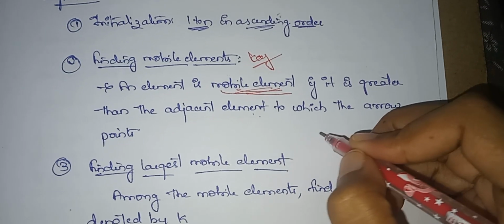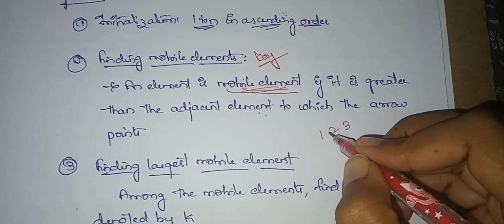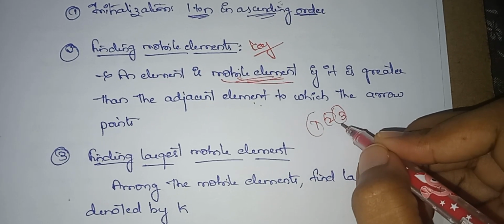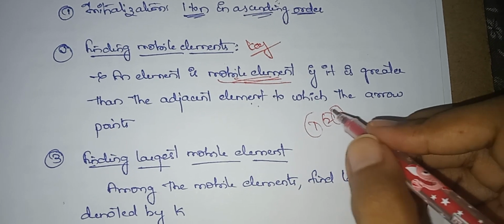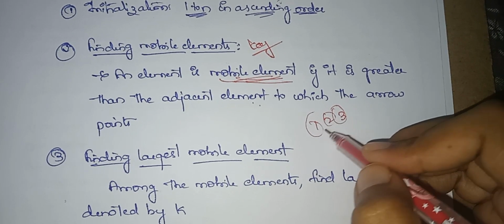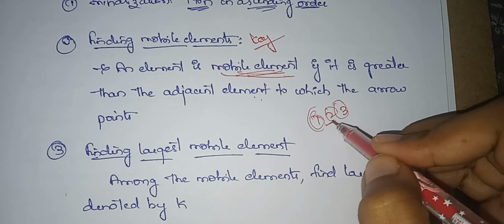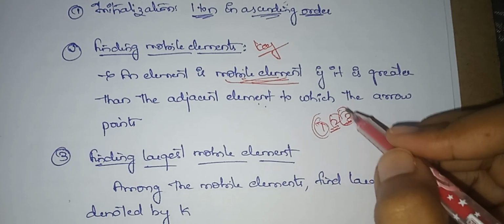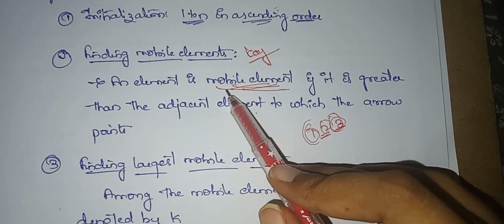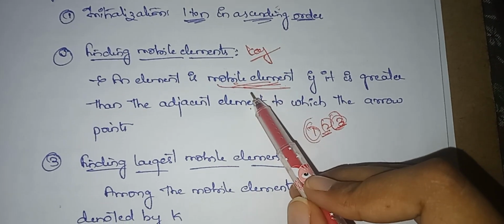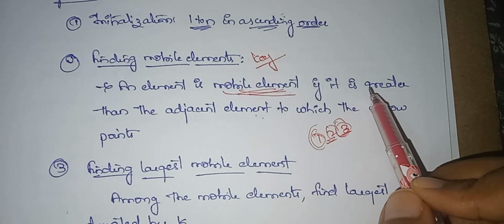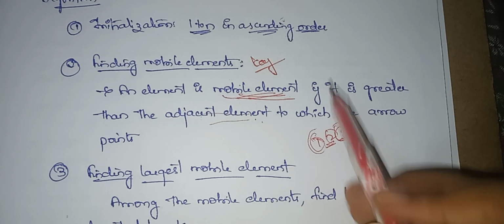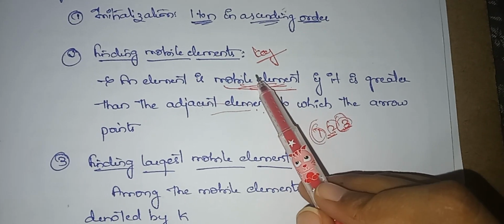For example, given 1, 2, 3, you have to identify the mobile elements in this. You have to compare each and every element and identify if there is any adjacent greater element. For example, for 1, the adjacent greater element is 2. For 2, the adjacent greater element is 3. Like that, you have to identify how many mobile elements there are. So a mobile element is the element which is greater than the adjacent element. That is what a mobile element is, and that is the key concept.